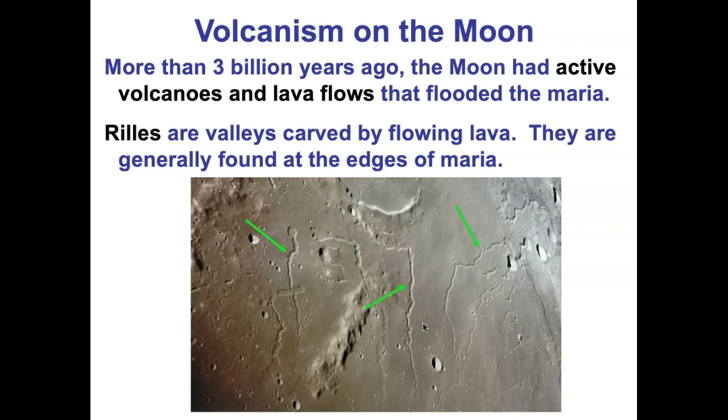Right? These Maria still have some craters, right? There are still some craters because even after the mare formed, some impacts happened after that. But this is considerably smoother because these mare formed much more recently.